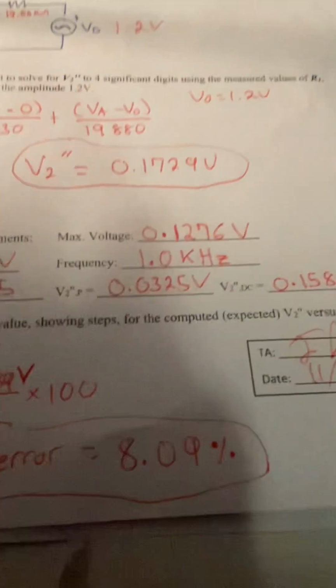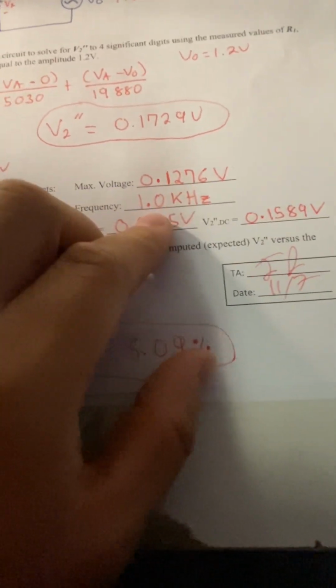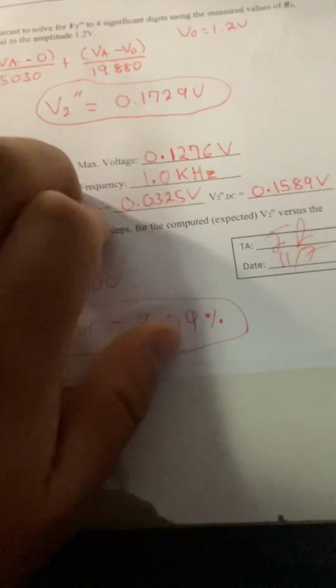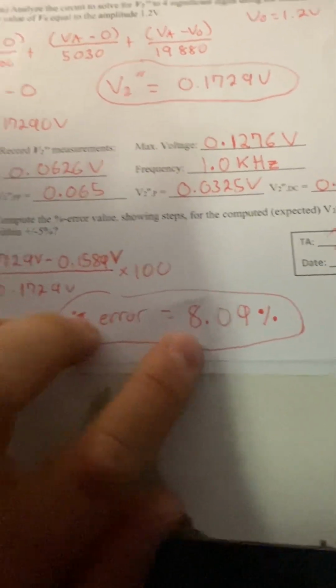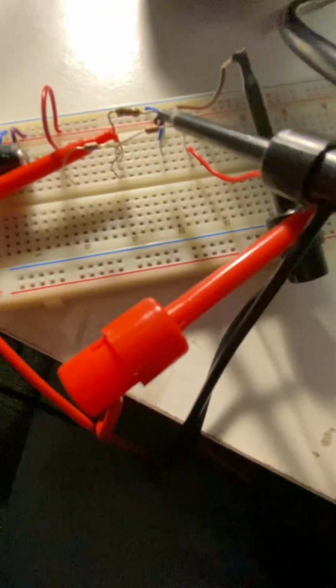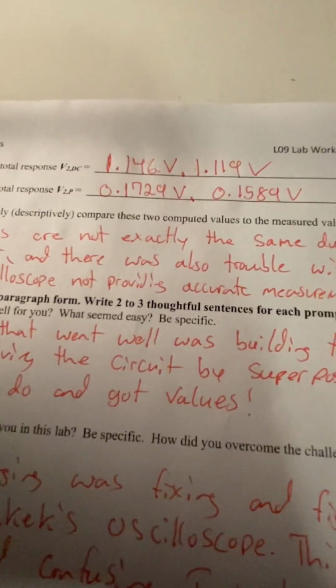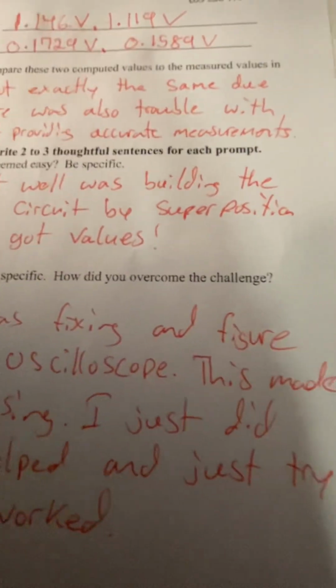I got that section to be the max at 1.1276, and my minimum to be 0.0626, and the voltage comes out to be 0.1589, which I got a little bit bigger percent error of 8.09, and that could be how I set it up, or it could be the hand tech, because I know the hand tech was giving us problems. And that's about it. And my voltages checked out. It was a little shy, but it was right in the range.